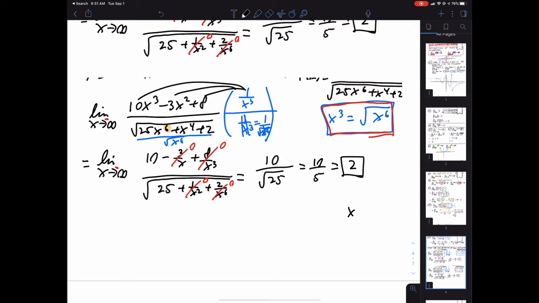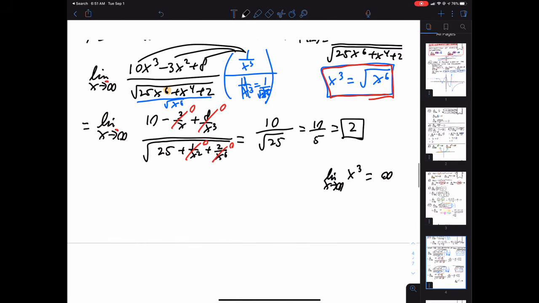If I have x cubed, I take the limit as x goes to infinity. This goes to what? Infinity, right? If I do the limit as x goes to negative infinity of x cubed, that will be negative infinity. Just a reminder, right? So just have that in your brain. I'm going to erase that.